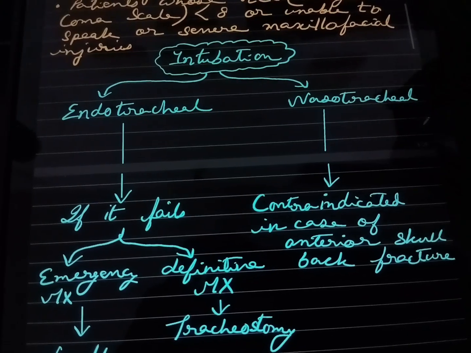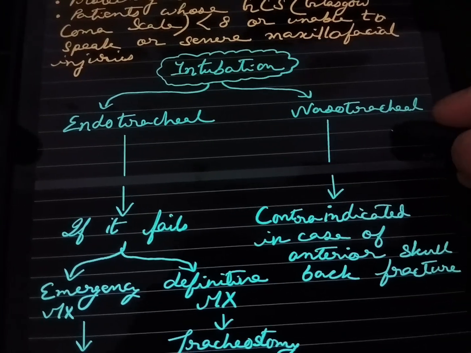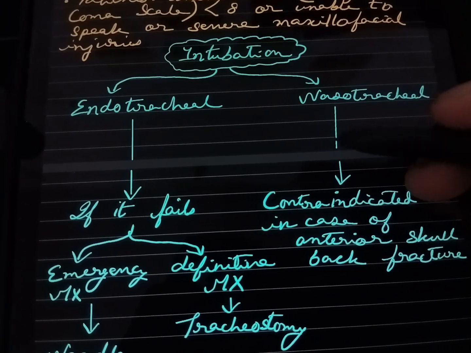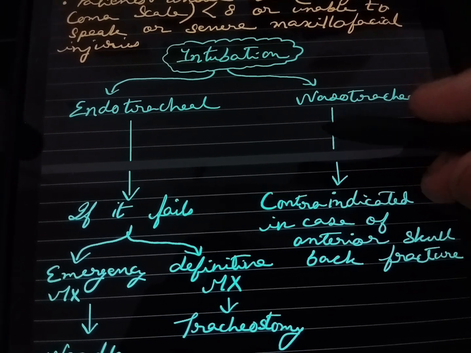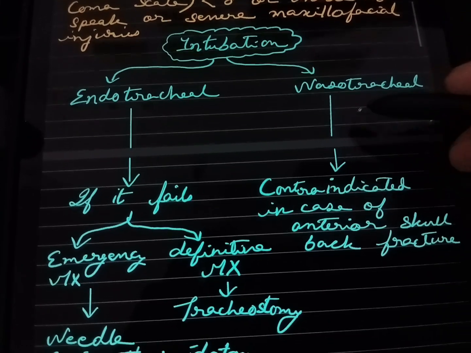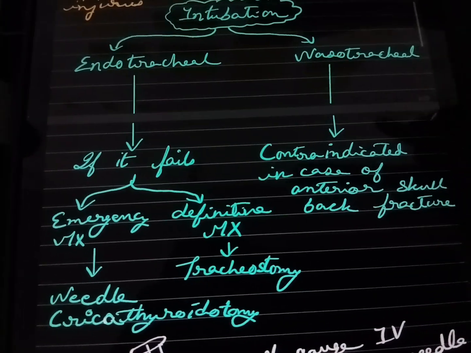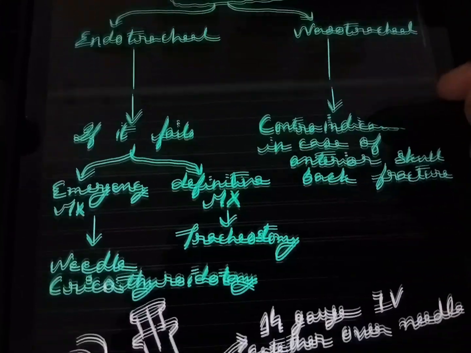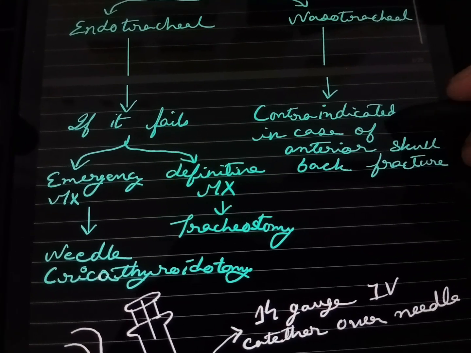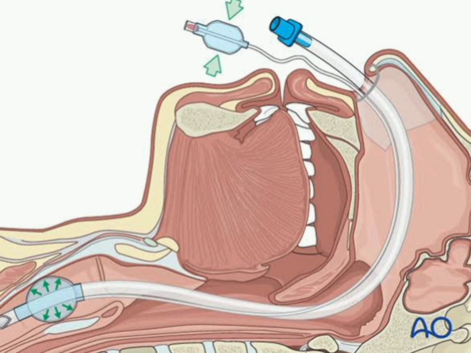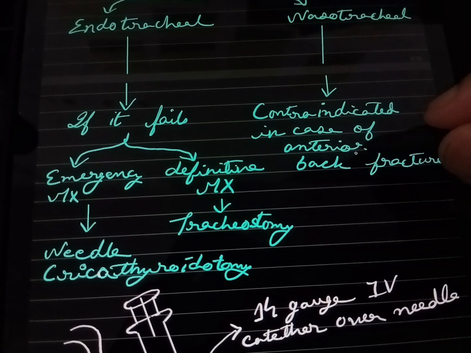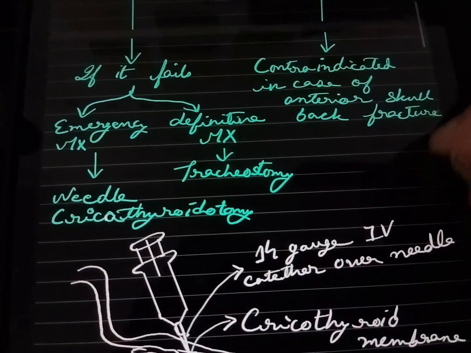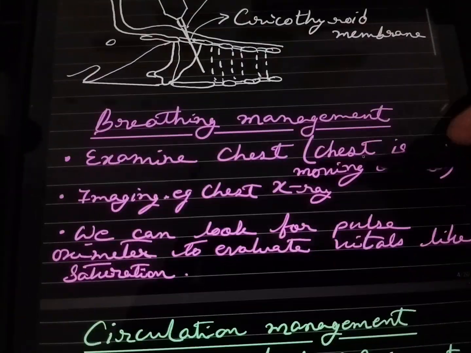Now come to nasotracheal intubation. It is the same as endotracheal, but while performing endotracheal intubation we insert the tube through the mouth, whereas in nasotracheal we insert the tube through the nose, so it is naso. The most important thing to remember is that nasotracheal intubation is contraindicated in case of anterior skull base fracture. Patients who have an anterior skull base fracture, it is a contraindicated case. Okay, so this is all about airway management.